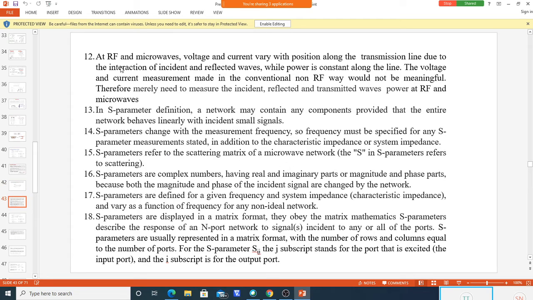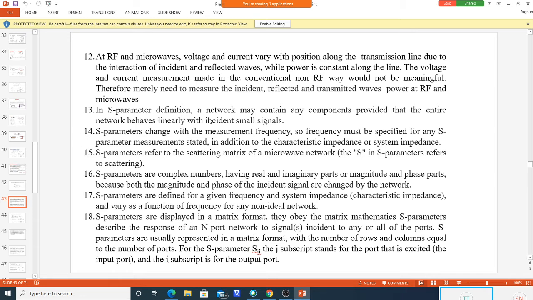At RF and microwaves, voltage and current vary with position along the transmission line due to the interaction of incident and reflected waves, while power is constant along the line. Voltage and current measurements made in the conventional non-RF way would not be meaningful here. Therefore, we need to measure the incident, reflected, and transmitted waves. So we are measuring power of incident, reflected, and transmitted waves instead of measuring voltages. Power measurement of these waves will be carried out at RF and microwaves.